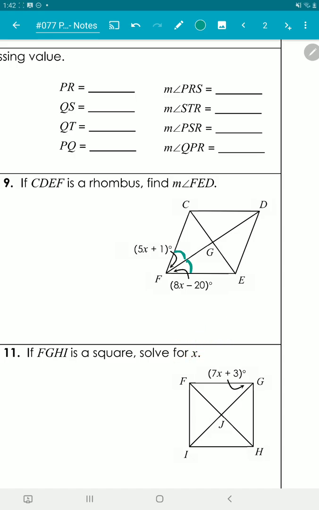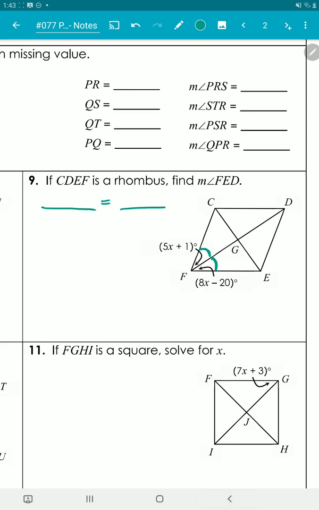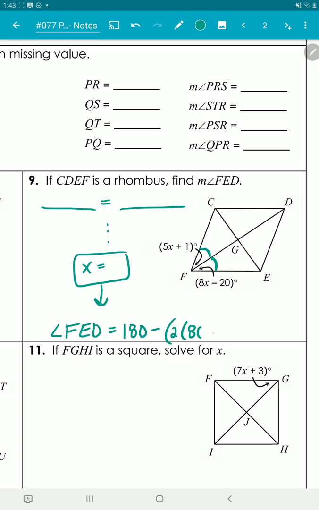Okay, so go ahead again. Blank equals blank. Fill in those blanks. Get down till you solve for x. And then try and find angle FED with that. Okay, so it's going to be 180 minus whatever you get when you double one of these angles. So you fill in the x there, whatever you get. And that's going to be your answer. Type that in the calculator once you figure out your x value. Just plug it in right there.